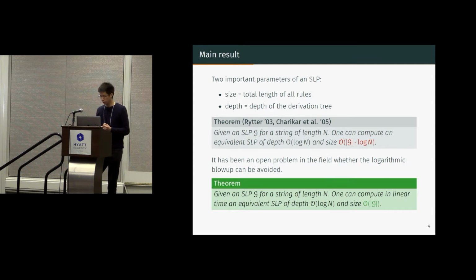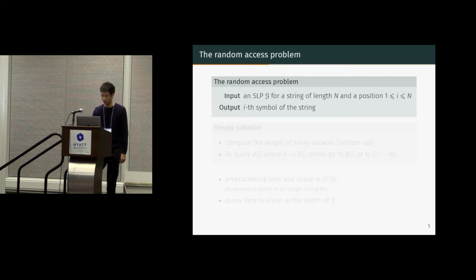And so before I comment on the proof, let me try to convince you why this is interesting. So, some application. Let's consider the following easy problem, the random access problem. I give you an SLP G for a string of length n and some position i in the string. And the task is to output the ith symbol of the string.